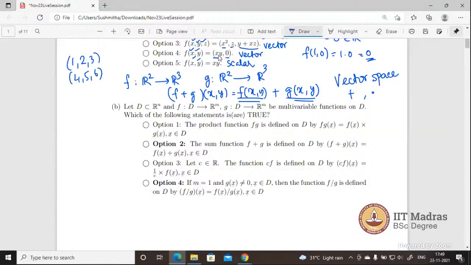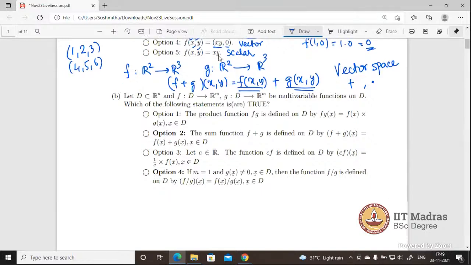With that in mind, let's answer this question. I have D, which is a subset of Rn, and I have F and G, both from D to Rm. Let's assume n is greater than 1. Are these multivariable functions? Yes. Are they vector valued or scalar valued? Let's take m greater than 1. If m is equal to 1, they are scalar valued, but if m is greater than 1, they'll be vector valued.